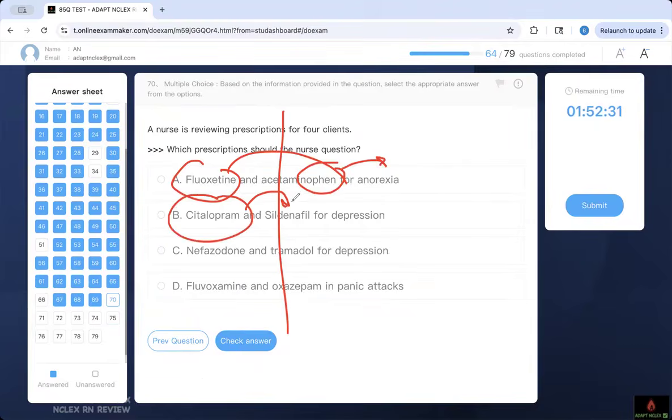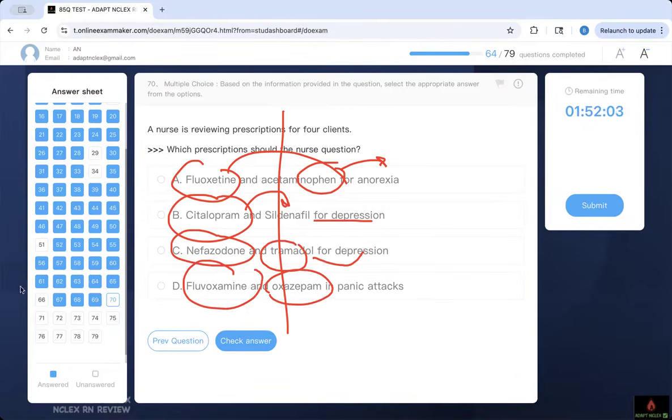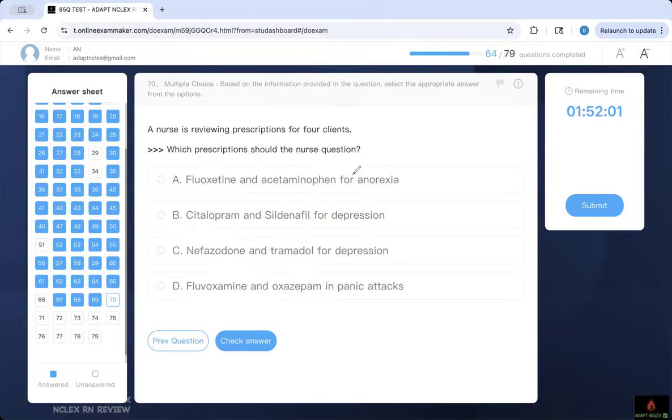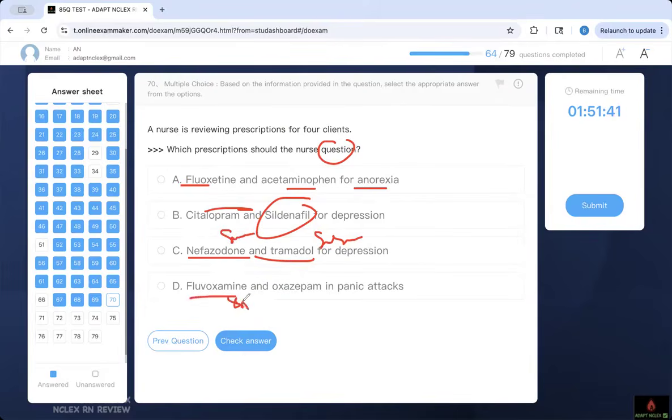Citalopram. Patient on sildenafil for depression. Nefazodone. Taking tramadol for depression. And that's Xanax. What do you think for panic attack? The question says you should question. SSRI, and I take acetaminophen, I'm good. Sildenafil, there's nothing to do with SSRI. It doesn't affect it. This is serotonin agonist. Nefazodone, serotonin agonist. This is SSRI, right?